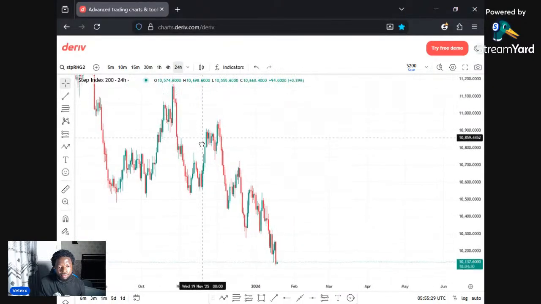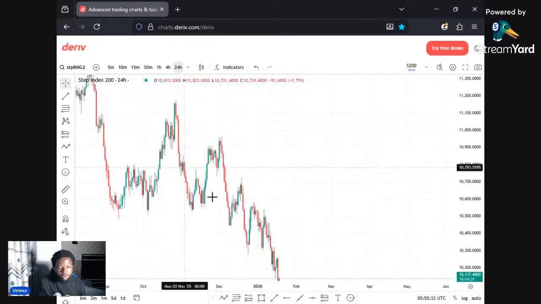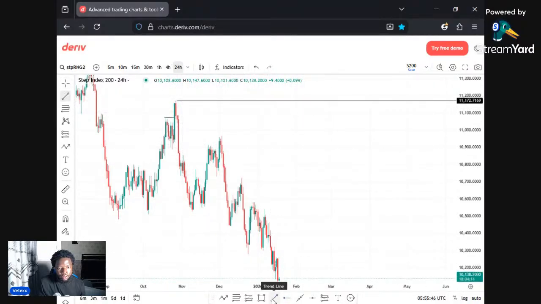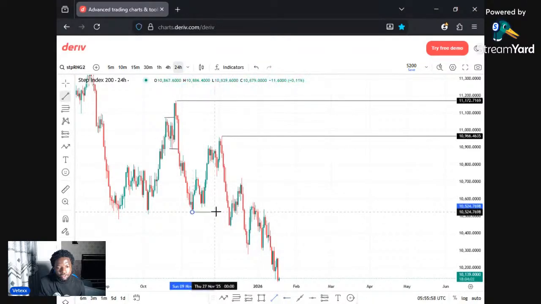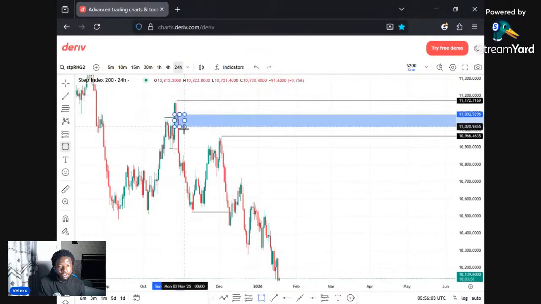Clearly you can see this. We have a sweep of liquidity here. We have our protected high here. We have our first break of structure. Price retraced 50% to give us our structural liquidity. And then we have our second break of structure. From there, we have our POI.